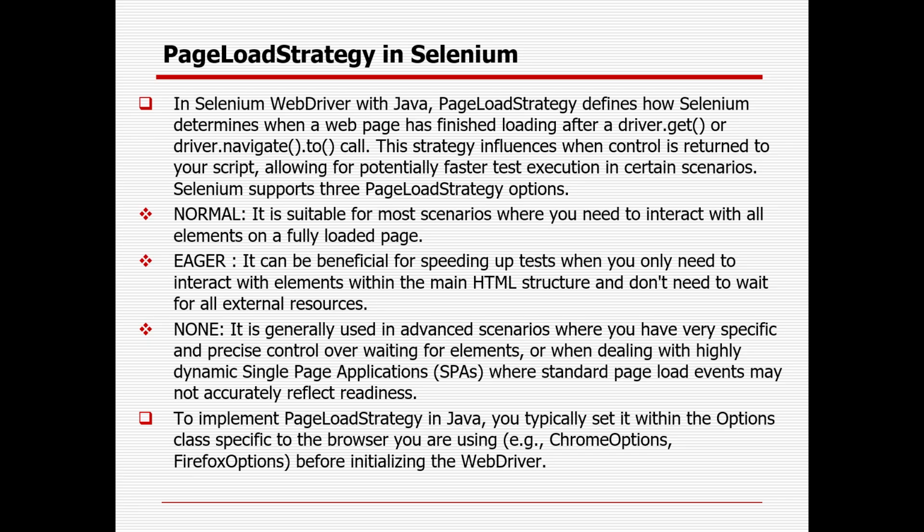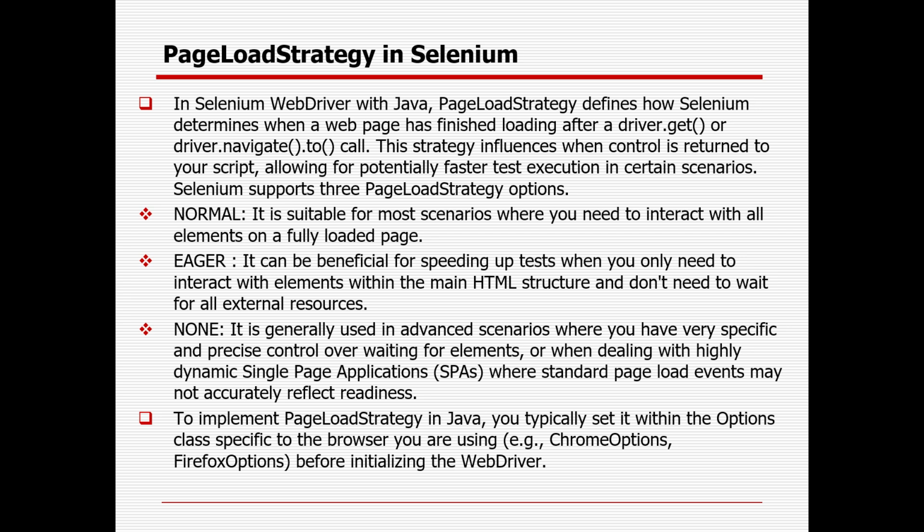This strategy influences when control is returned to your script, allowing for potentially faster test execution in certain scenarios. The first one is normal. It is suitable for most scenarios where the user needs to interact with all elements on a fully loaded page. So in case you want to wait for all the elements, it is better to use the normal page load strategy. Eager can be beneficial for speeding up tests when the user only needs to interact with elements within the main HTML structure and does not need to wait for all external resources. So at that time you can use the eager page load strategy.